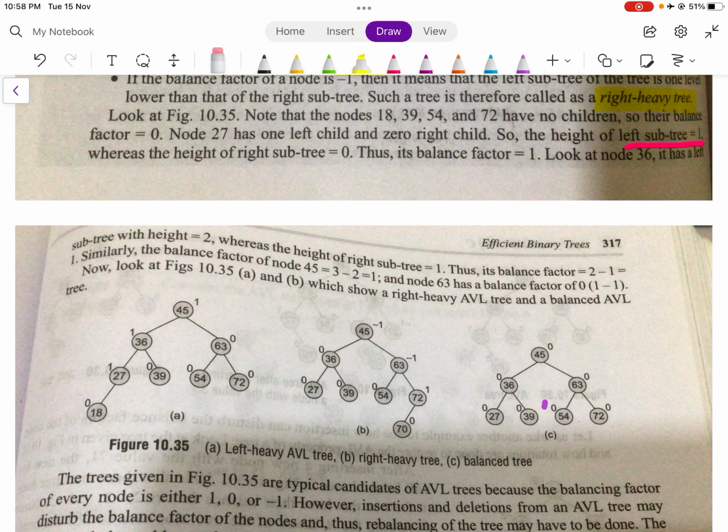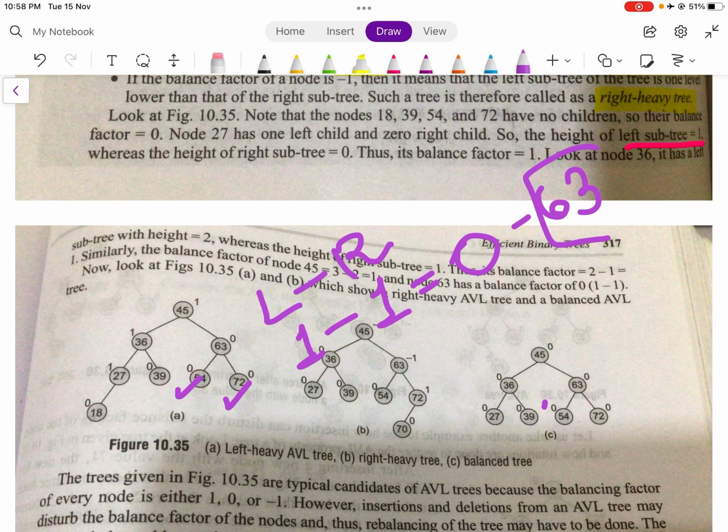For 63, the balance factor is 0. Why? Because the balance factor is the height of left minus the height of right. The height of left is 1 because only 54 is present, that is, one element is present. The height of right is 1 because only 72 is present. So 1 minus 1 is 0. So the balance factor for 63 is 0.